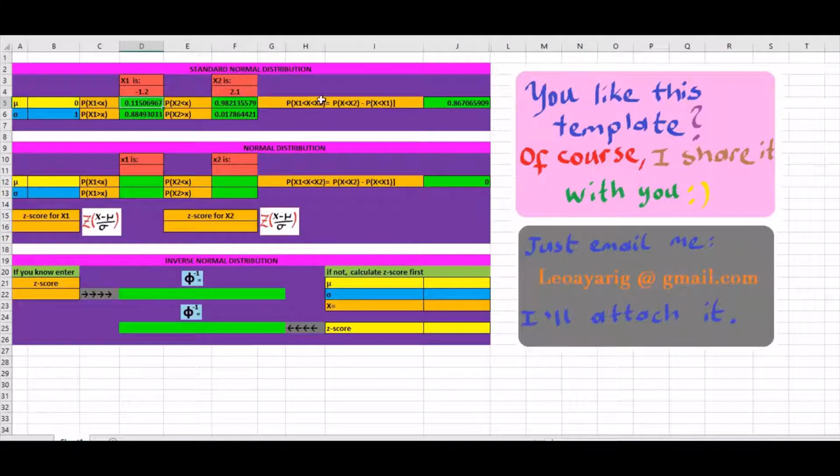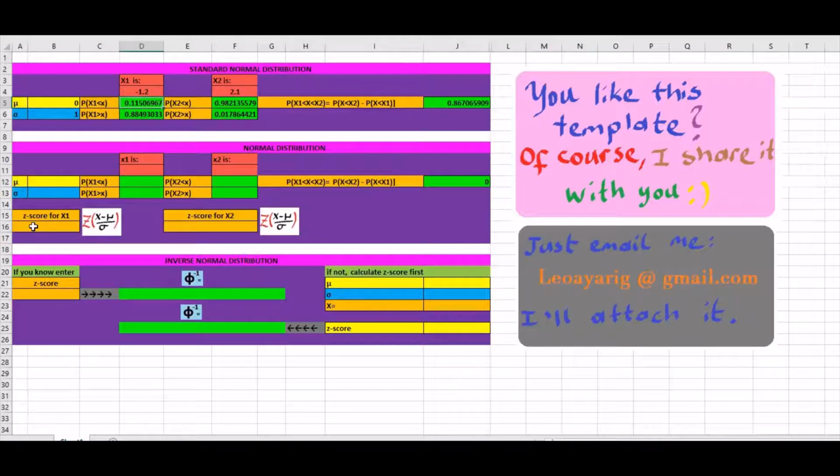Now, what if our distribution is not normal distribution? Then we have to find the z-score. We have to standardize it, and we need to convert it like mu is 0, sigma is 1. So for that, we're going to compute the z-score, and that formula is x minus mu divided by sigma.